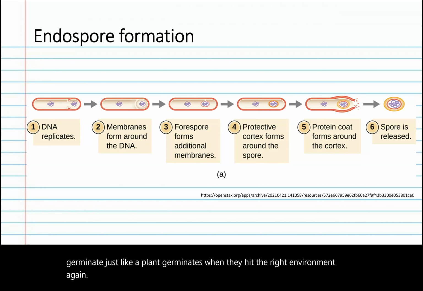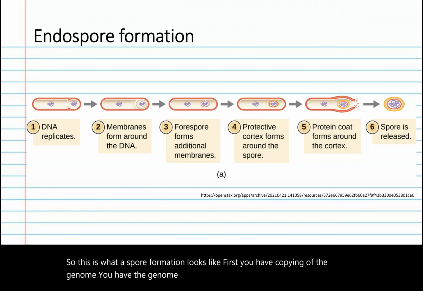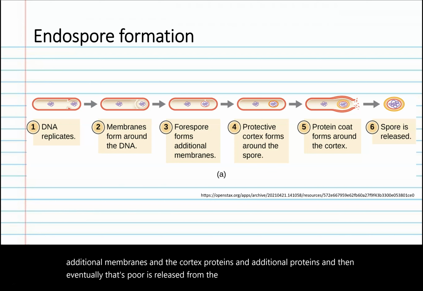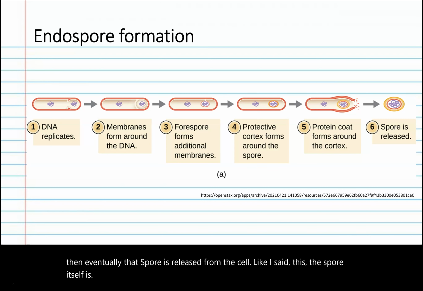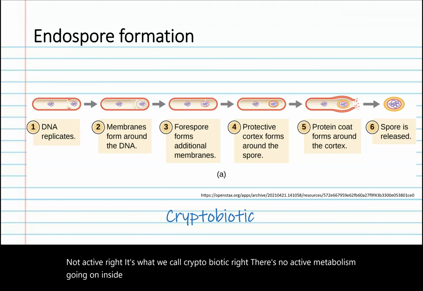So this is what spore formation looks like. First, you have copying of the genome. You have the genome encased in membrane, and then it gets coated by additional membranes and the cortex proteins and additional proteins, and then eventually that spore is released from the cell. Like I said, the spore itself is not active, all right? It's what we call cryptobiotic, all right? There's no active metabolism going on inside that spore until it reaches that favorable environment again, and then it starts to act and it starts to grow.